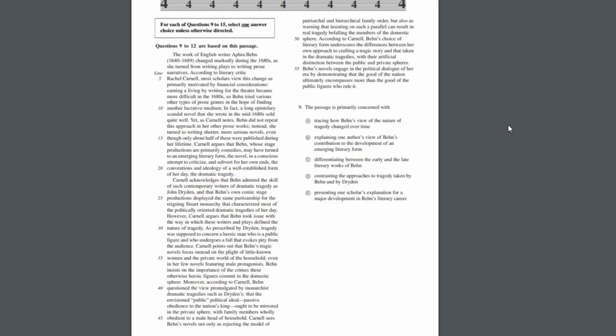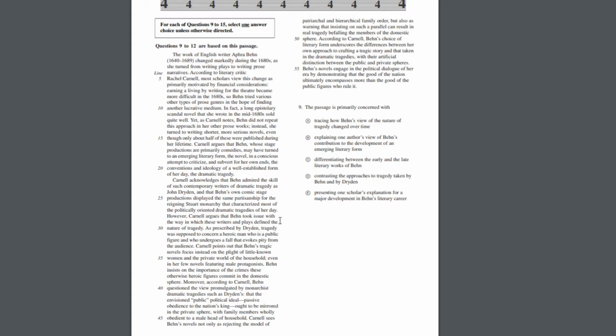If we look at C, differentiating between the early and the late literary works of Behn, that's something that the author does at a certain point, so maybe we'll keep that in. D, contrasting the approaches to tragedy taken by Behn and Dryden. Again, that's something that the author does in the second paragraph, so maybe we'll leave that in. And then E, presenting one scholar's explanation for a major development in Behn's literary career. Aha. So that one sounds a lot like what the whole thing is about, right?